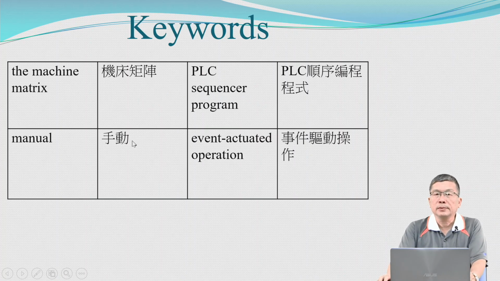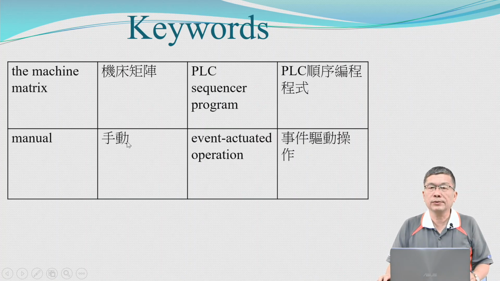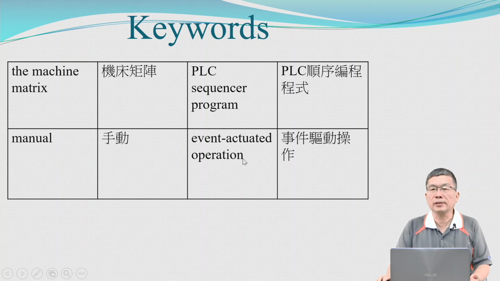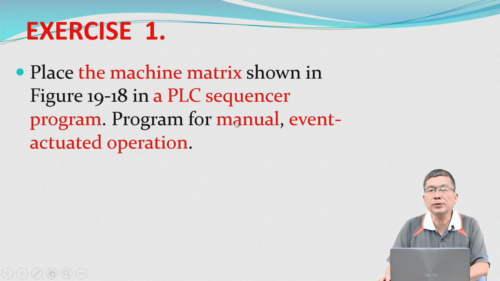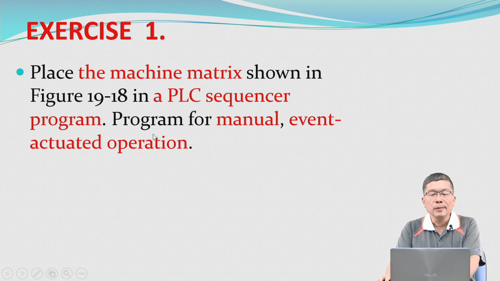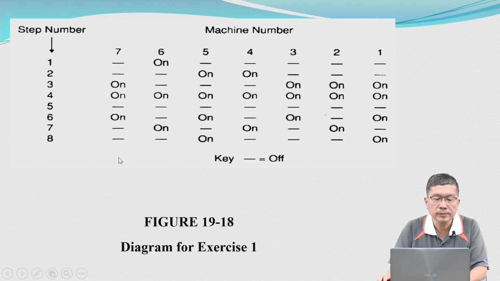Exercise 1. The machine matrix, PLC sequencer program, manual, event actuated operation. Place the machine matrix shown in figure 19.18 in a PLC sequencer program. Program for manual event actuated operation. This is the diagram for exercise 1, the machine matrix.